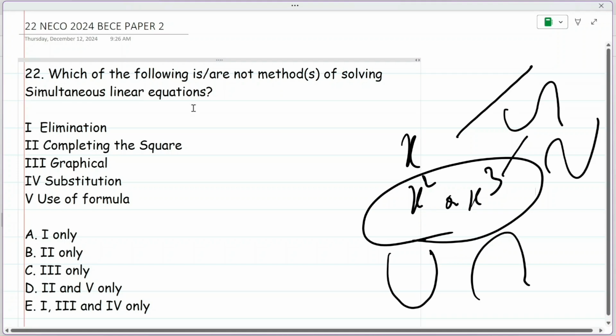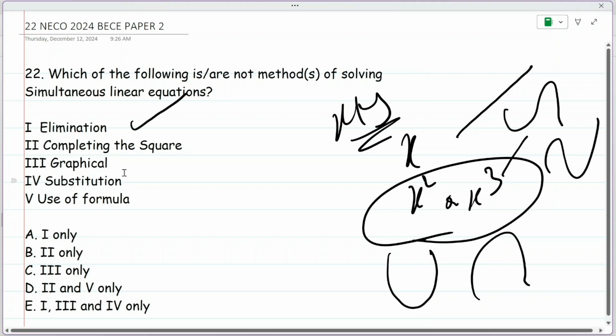You know our simultaneous equation, where you have two unknowns, x and y as our unknowns, where we don't have an x squared. So for you to solve a simultaneous equation, you can use elimination as one of the methods of solving it. You can't use completing the square to solve a linear simultaneous equation. You only use completing the square to solve quadratic equations where you have x squared, like in this case. So this can't do it.